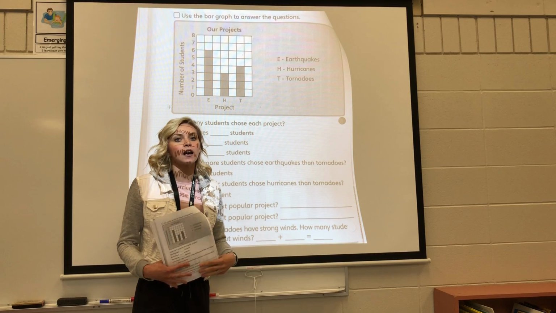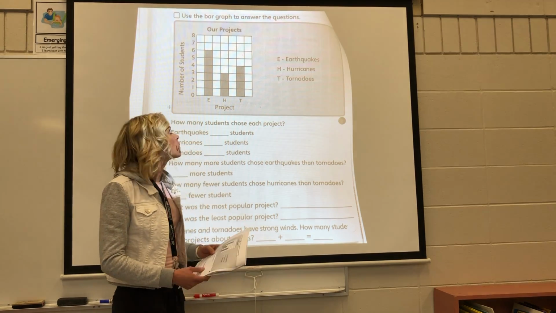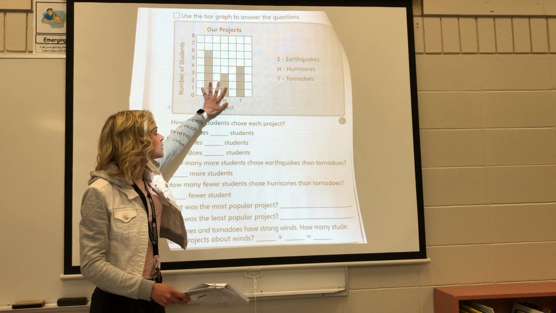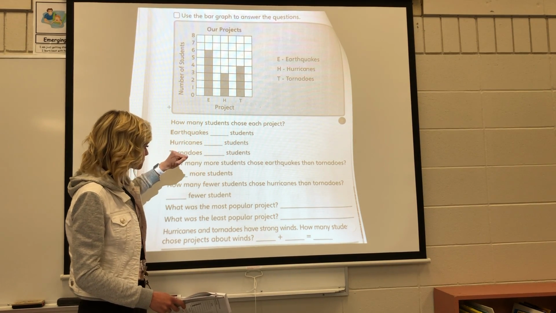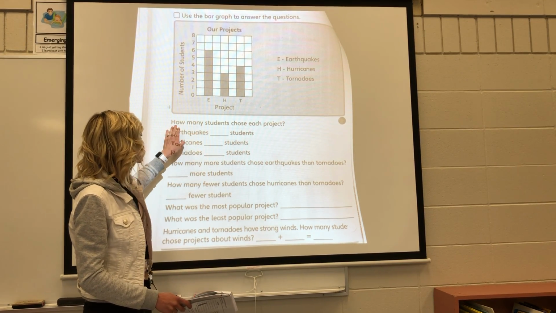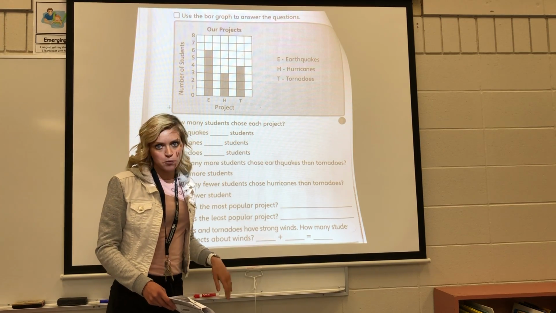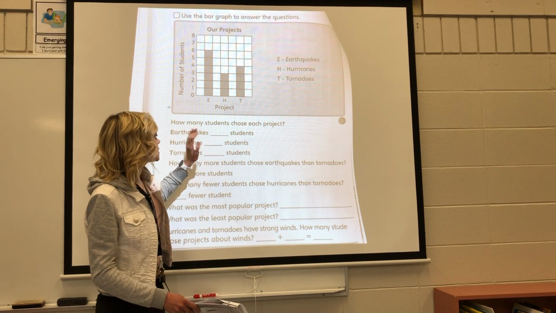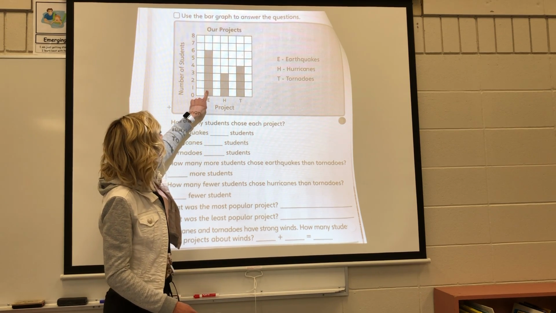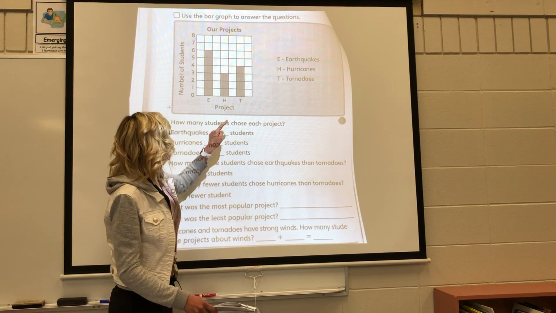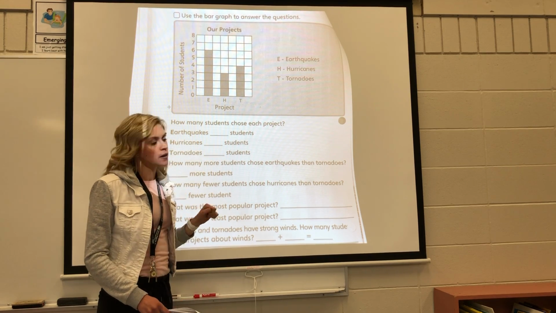So this is analyzing the data of our bar graph. You're going to have to keep counting and keep looking at this bar graph to answer these questions. I'll do a few with you. So it says how many students choose each project. So how many students chose earthquake? So we go to the E and we count 1, 2, 3, 4, 5, 6. All right, 6 students. You'll fill in the rest.